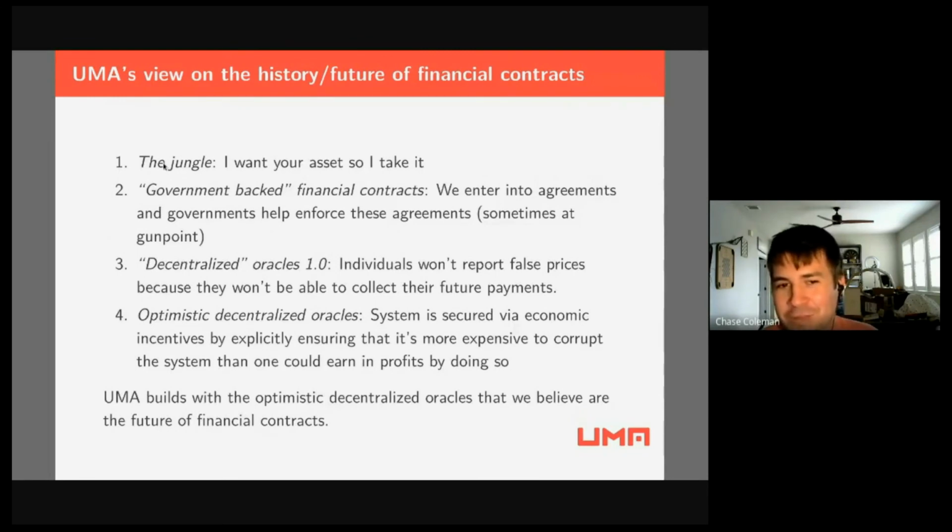We've gone from a jungle system where if I wanted your asset, I would take it, to a government-backed financial contract system where we enter into agreements and governments help enforce these agreements, sometimes at gunpoint, to what I'll call quote-unquote decentralized oracles 1.0. People won't report false prices because then they couldn't collect future payments by running their data nodes, to the optimistic decentralized oracles, where the system is secured via economic incentives, explicitly ensuring that it's more expensive to corrupt the system than one could earn in profits by doing so. Now, UMA builds optimistic decentralized oracles, and I think appropriately we believe this is the future of financial contracts.